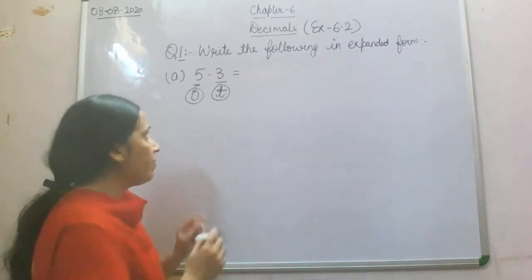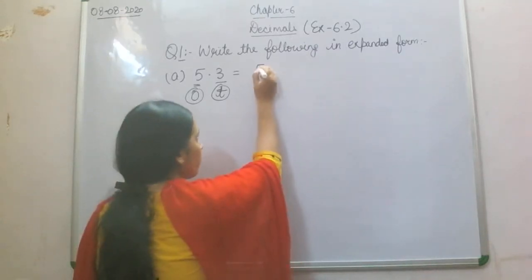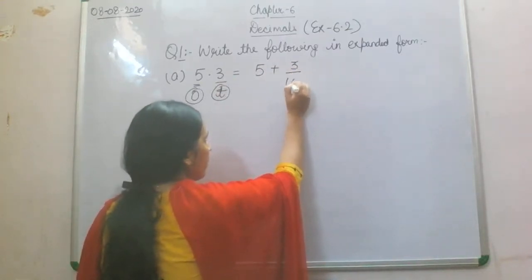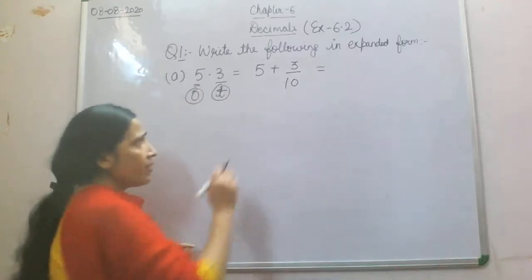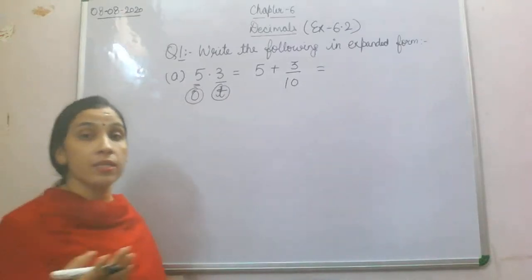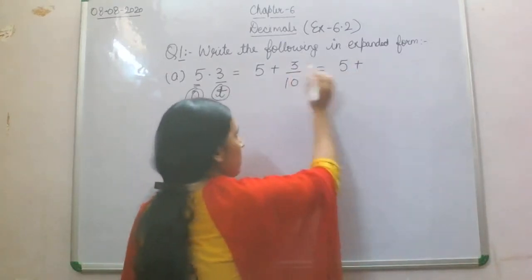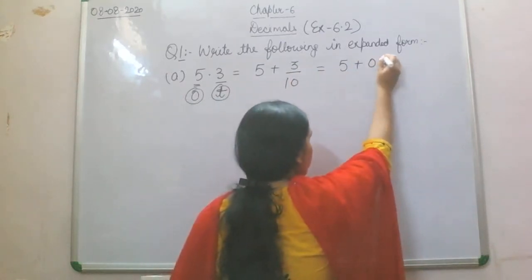Fine. So here we can see 5 is your whole number, so we will write 5 as it is, and now the tenths place means 3 will be divided by 10. Now 3 divided by 10, how can you write it in decimal form? 5 plus, counting 1 decimal place, 0.3.